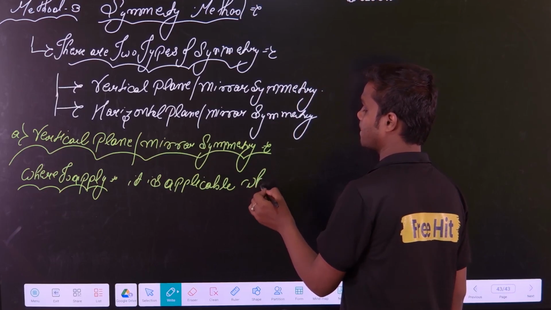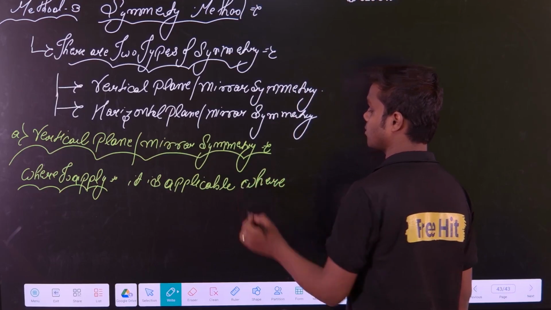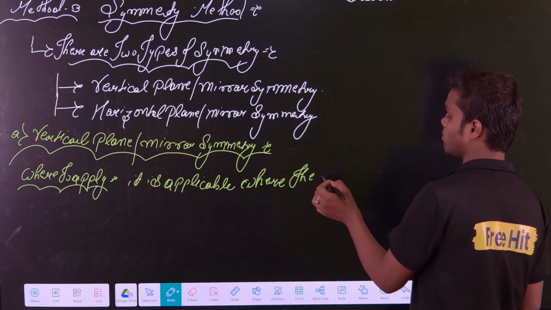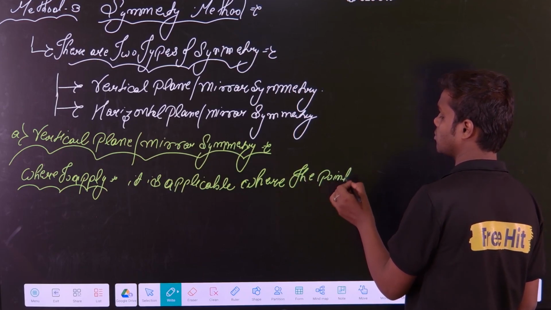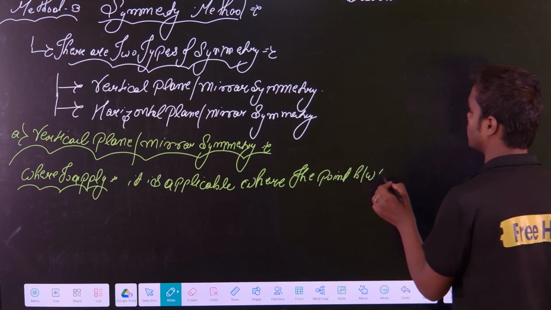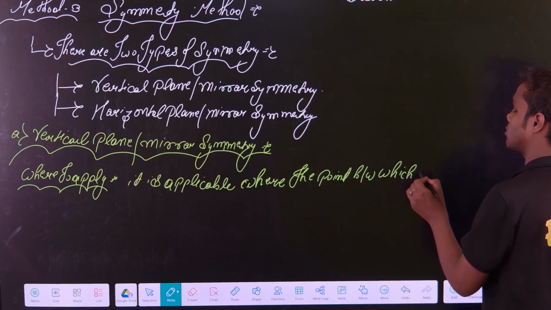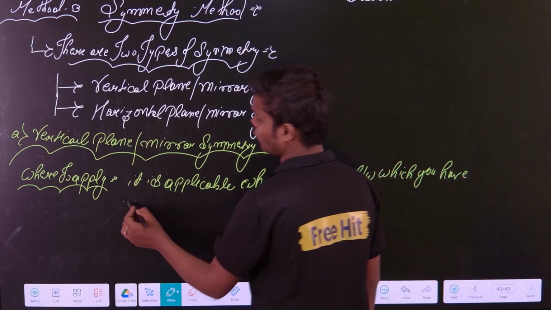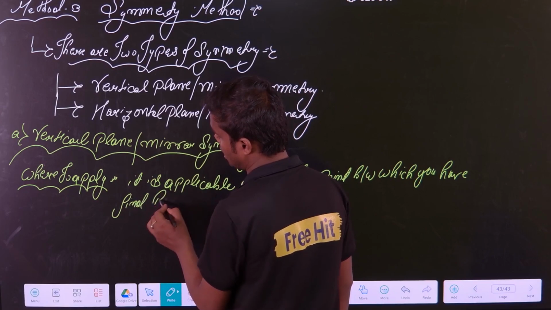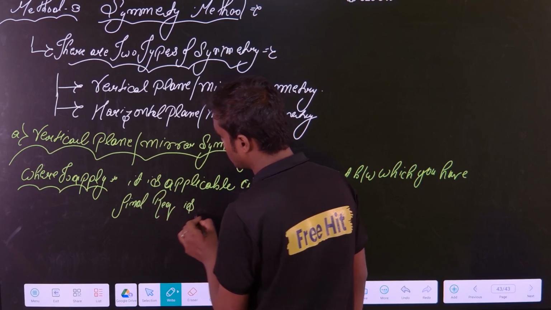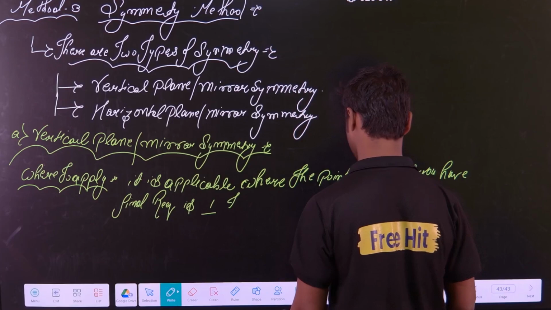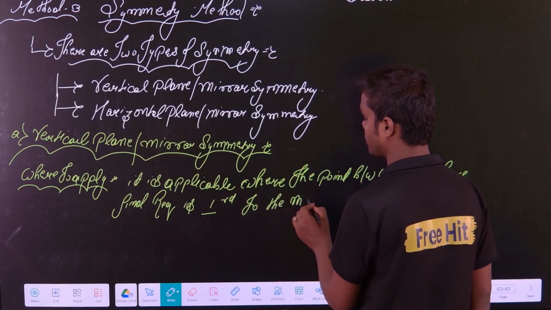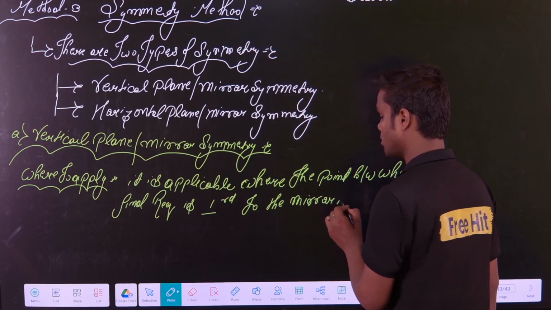when the point between which you have to find R equivalent is perpendicular to the mirror, is symmetric.